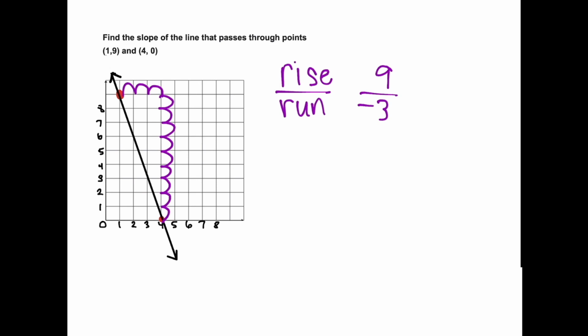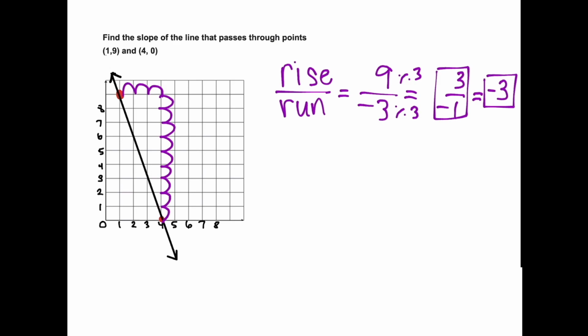So the slope is 9 over negative 3, but we can simplify by dividing a 3 out of both. That gets us 3 over negative 1. Now we could leave it as a fraction because typically slope is written as a fraction, but we can also take 3 divided by negative 1 to get a negative 3. Either one of these will work for our slope.